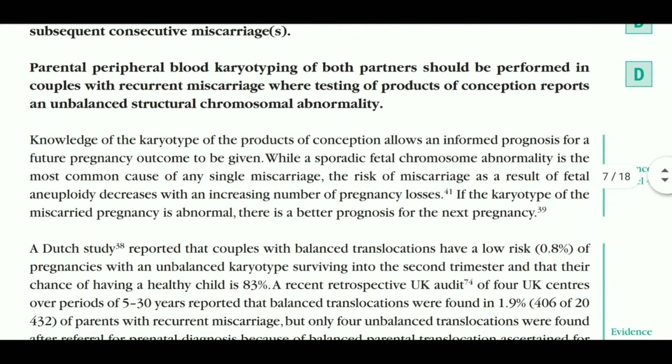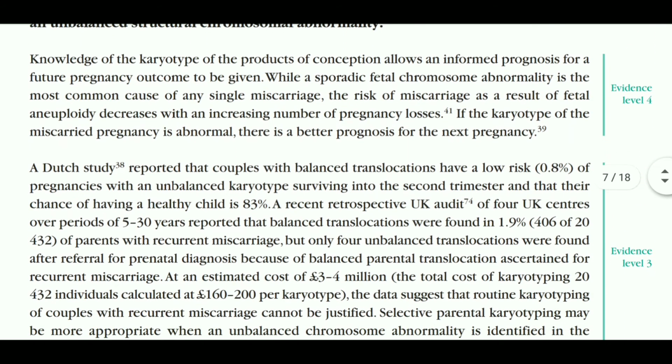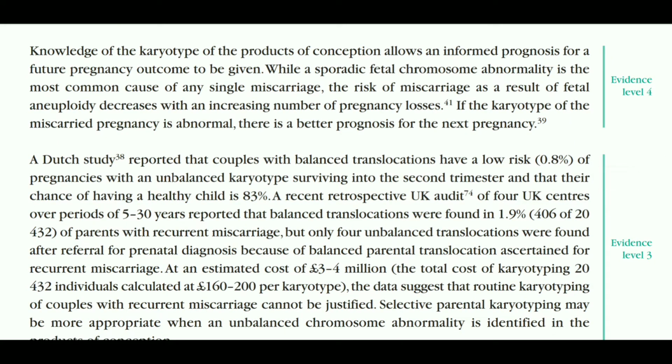Okay, now it's very important that the knowledge of the karyotype of the product of conception allows an informed prognosis of the future pregnancy outcome to be given. And while a sporadic fetal chromosome abnormality is the most important cause of any single miscarriage, the risk of miscarriage as a result of fetal aneuploidy decreases with increasing number of pregnancy losses. If the karyotyping of the miscarried pregnancy is abnormal, there is a better prognosis for the next pregnancy.